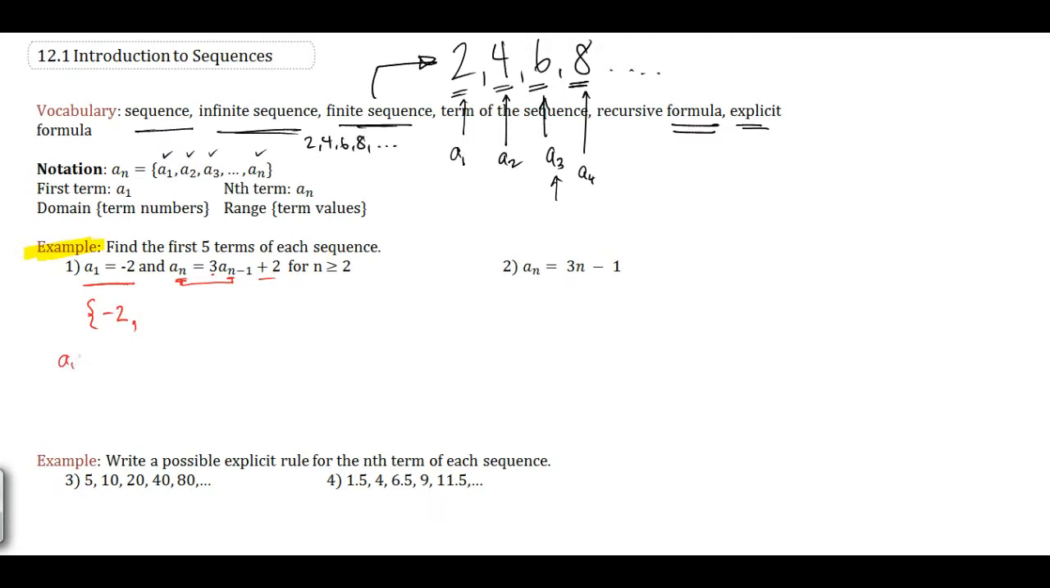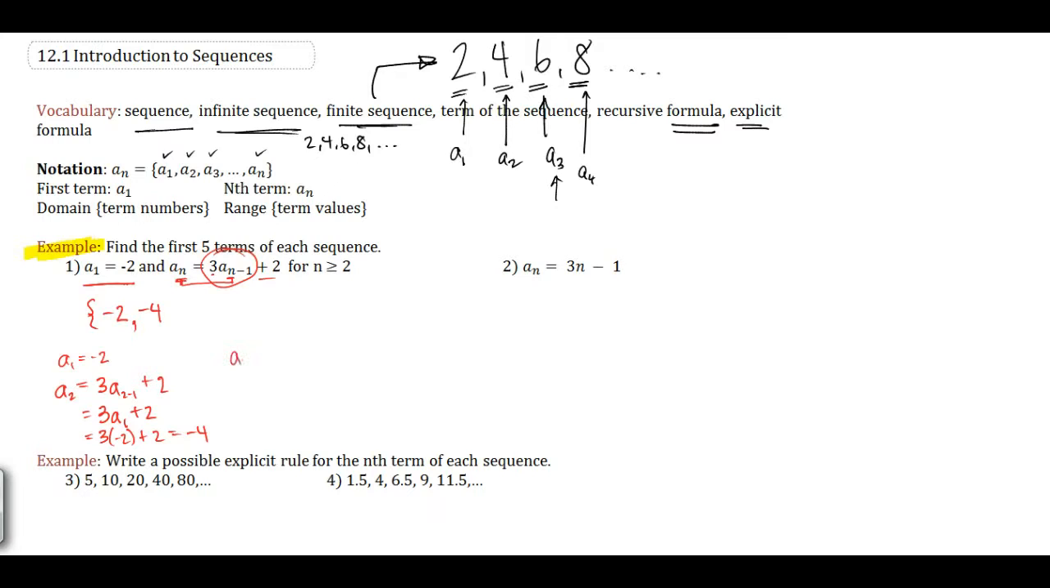We know the first term was -2. But let's find the 2nd term then. Follow this formula right here. It's 3 times a2-1 plus 2, or in other words, 3 times a1 plus 2. And we know what a1 is. That's the first term. So it's 3 times the first term plus 2. -6 plus 2 is -4, and I got myself the next term in the list. And now let's find the 3rd term.